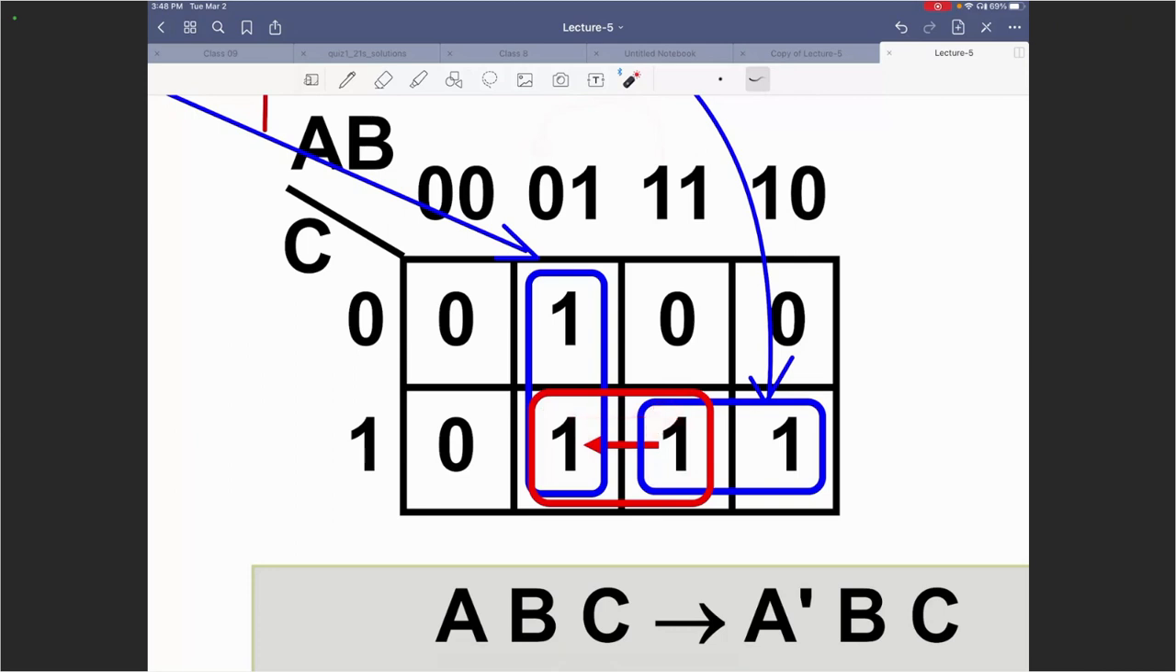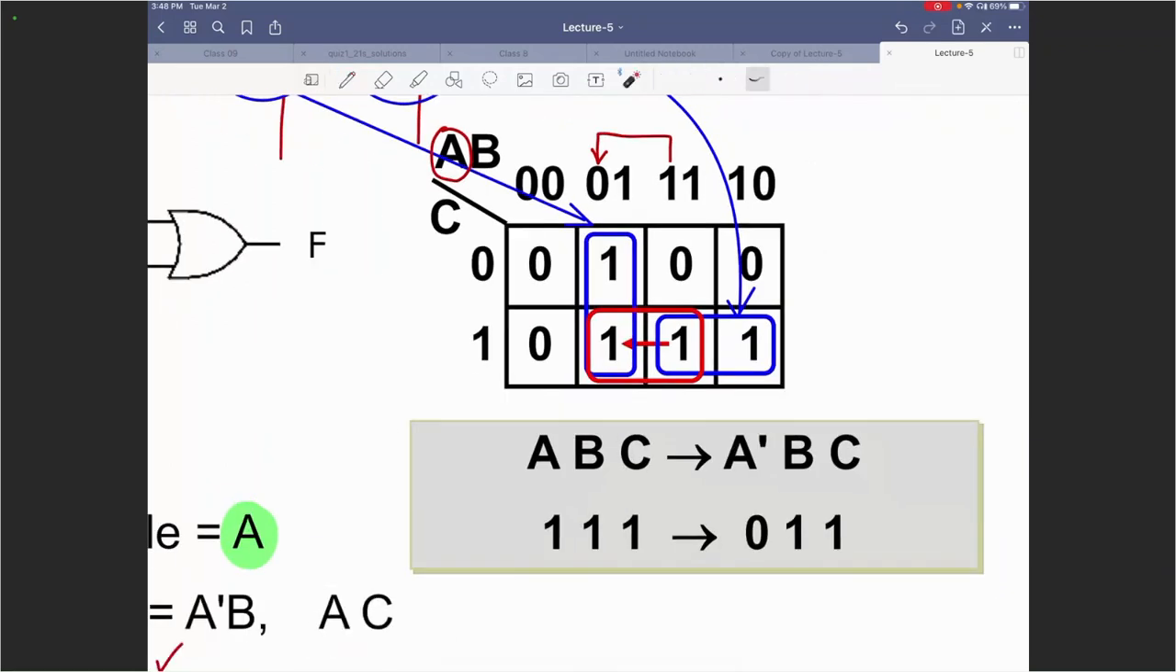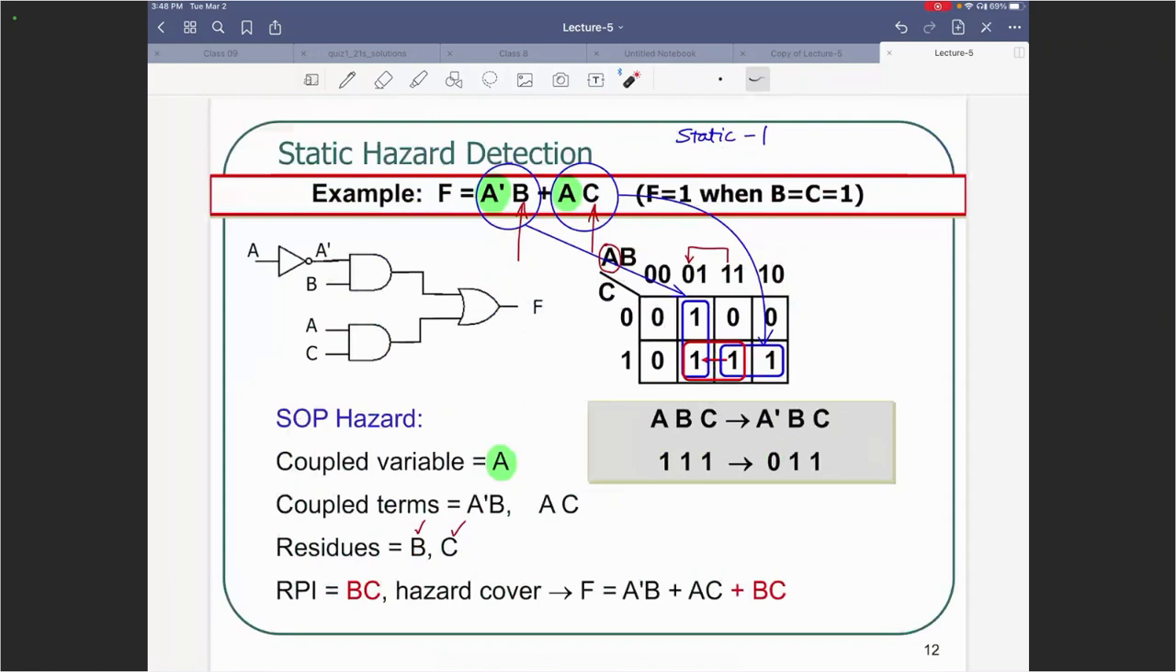You don't care about whether A changes from 0 to 1 or not. It's not going to give you a glitch. The problem is when it changes from a 1 to a 0. So let me highlight that over here. 1 to a 0 for A, that's the problem. So by adding that product term, which is what? The red group is what? B and C. By adding that term, you have fixed that static one hazard. So you no longer get the accidental zero.